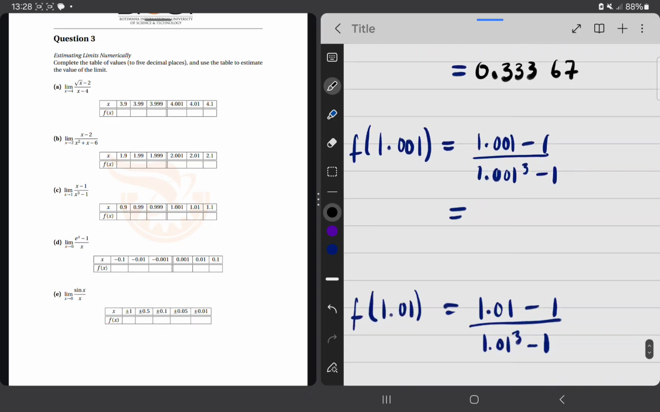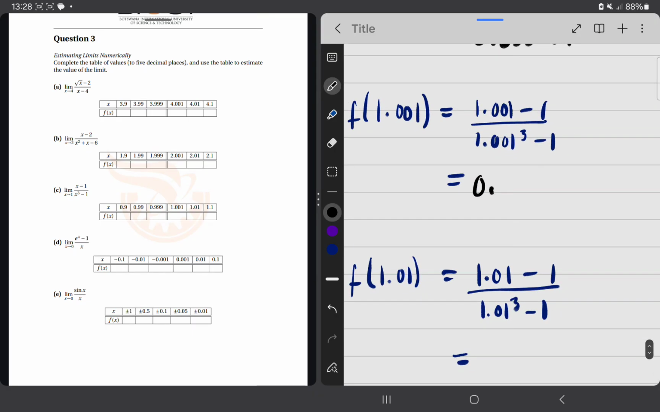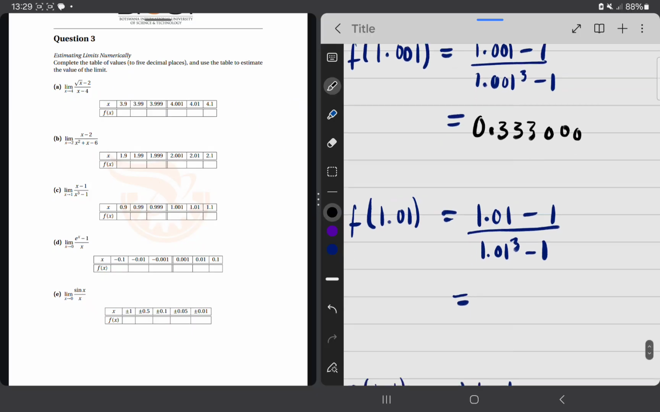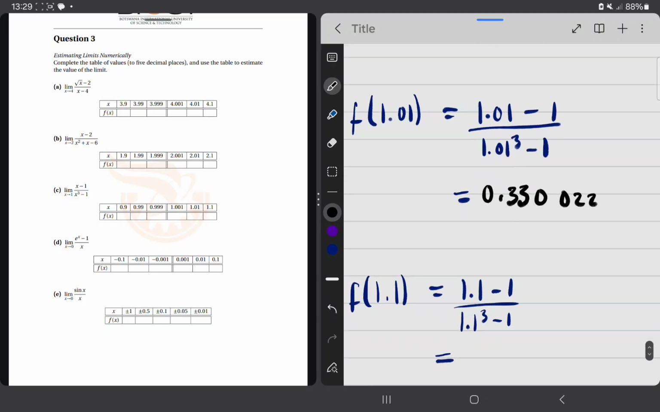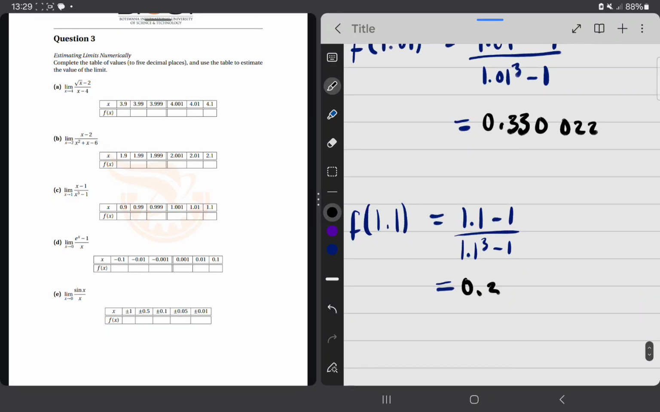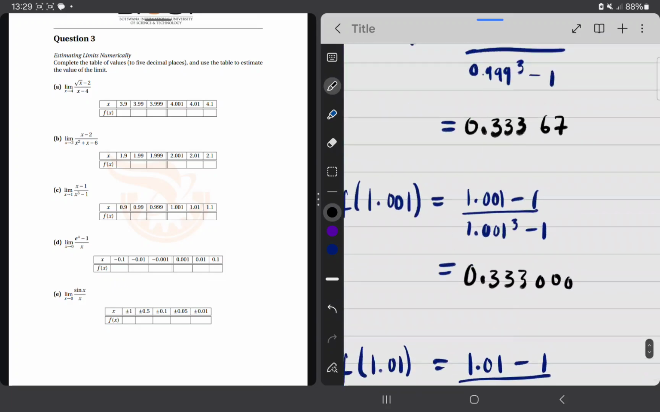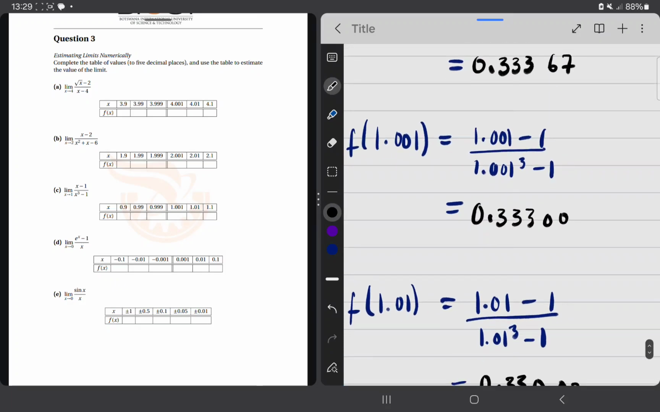Then now, what about for 1.001? I'll get 0.33300. And what about here? I'll get 0.33002. Then what about here? I'll get 0.30212.